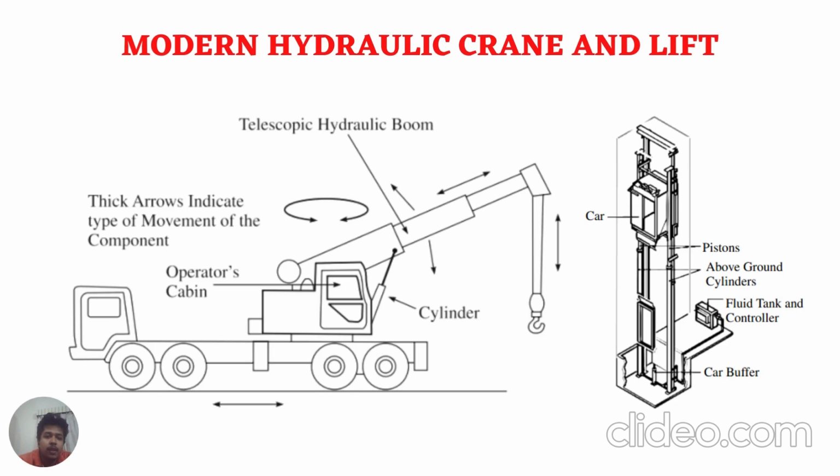In modern hydraulic cranes and lifts, we can see this truck which contains a telescopic hydraulic boom connected to a hydraulic cylinder, then an operator's cabin which can move this wire in various directions and dimensions, and it can also rotate 360 degrees. On the other side we can see the lift, which also works on a hydraulic system, not with the help of a jigger, but with the help of electronic devices. Now let's see how this works.